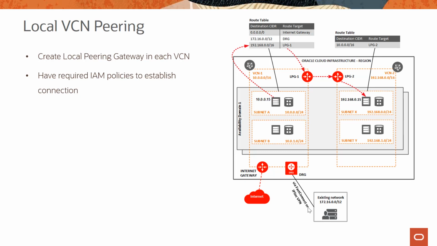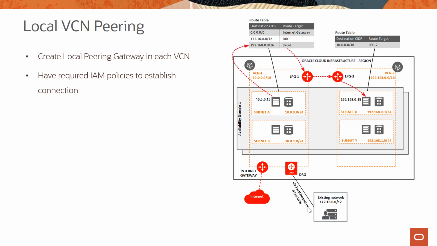The administrator of the VCN, which is the acceptor, which is accepting the peering connection, has to share information such as VCN name, compartment name, and LPG name. The administrator of the VCN, which is initiating the peering connection, will share information such as the name of the IAM group.